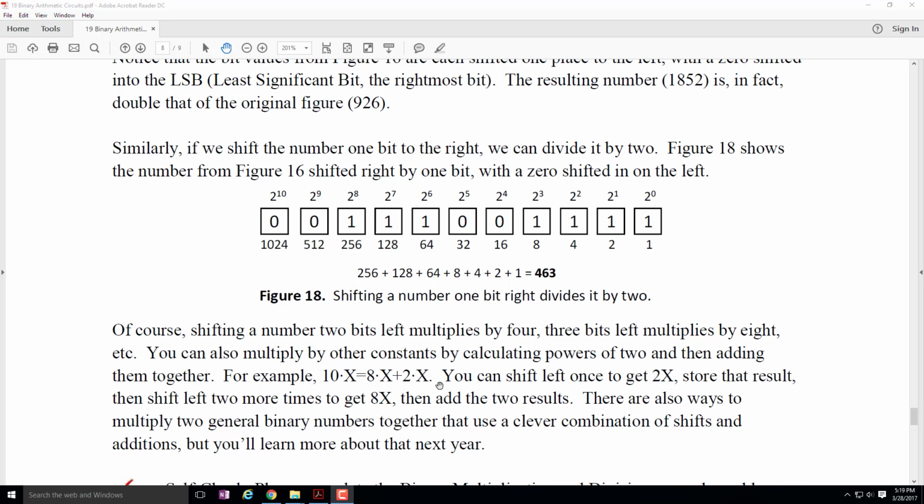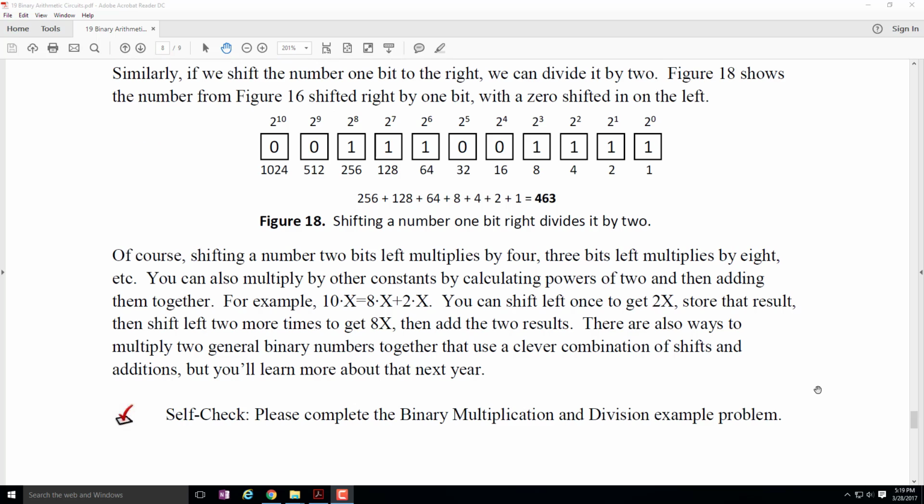There's a very clever and really interesting way of multiplying 2 numbers together that involves a series of shifts and adds. I know that you're going to learn about that next semester in ECE 221, so I'm not going to steal the thunder on that. Just know that if you wanted to multiply by any integer, you can do it just by shifting and adding, which is really interesting. So it's time for one more example. We've got a binary multiplication and division example problem, where you'll work through a couple of these cases and verify for yourself that it does in fact multiply and divide by powers of 2.